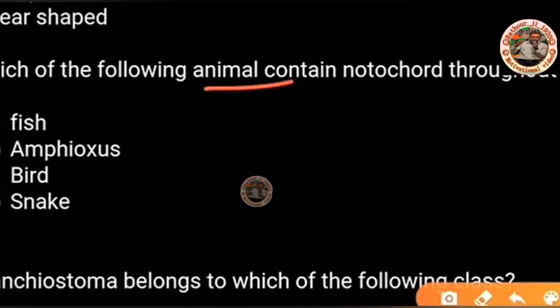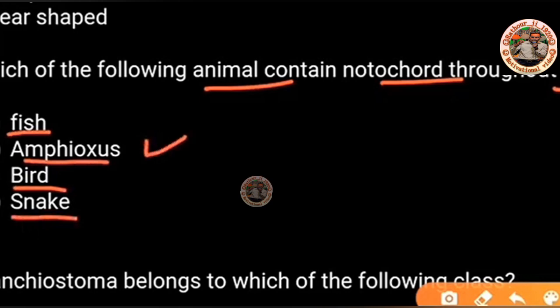Question 12. Which of the following animal contain notochord throughout the life? Option A, fish. Option B, Amphioxus. Option C, bird. Option D, snake. So the right answer is option B, Amphioxus. Amphioxus is also called as lancelets. These are the members of subphylum Cephalochordata. Subphylum Cephalochordata animals contain notochord throughout their life.